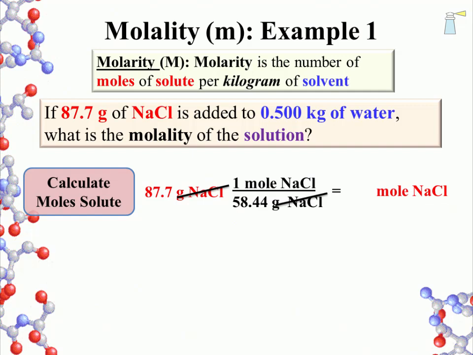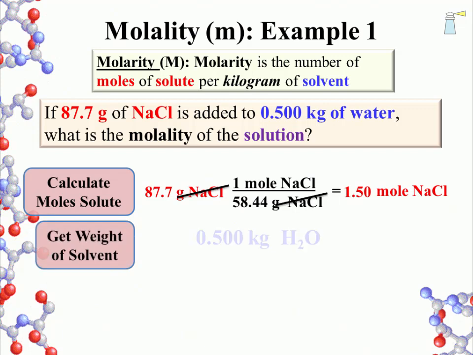87.7 divided by 58.44 is 1.50. There are 1.50 moles of sodium chloride in 87.7 grams of sodium chloride. Now, getting the weight of the solvent. Conveniently, the weight is already given in kilograms, 0.500 kilograms. It is in the correct units, so there is nothing more to do in this step.